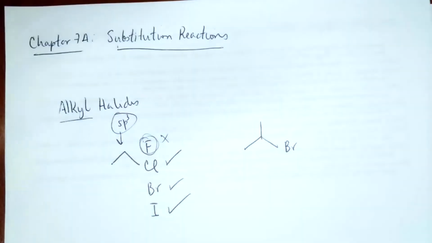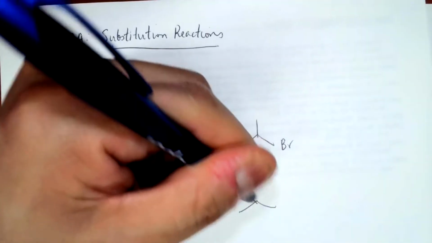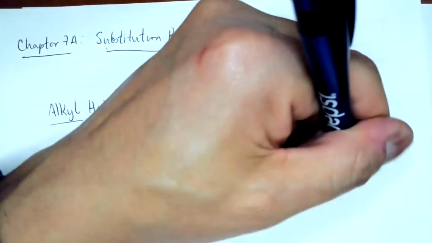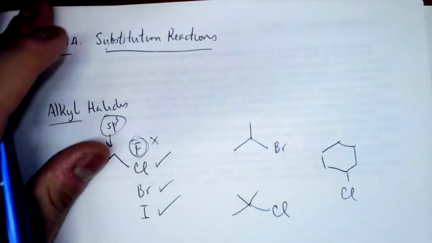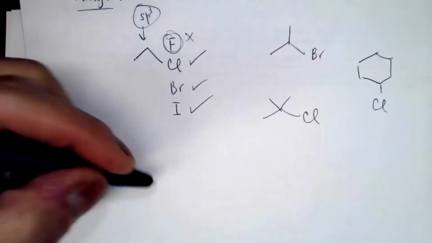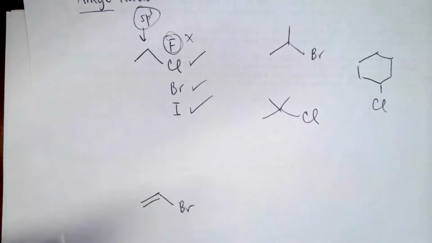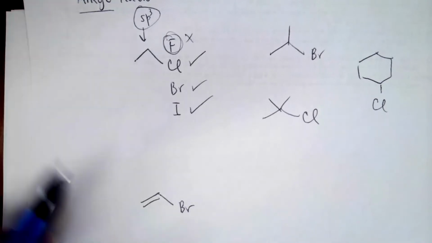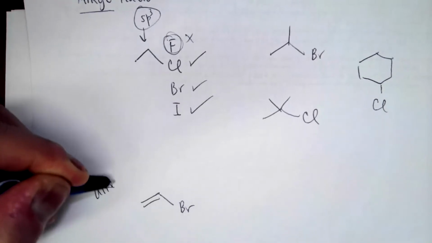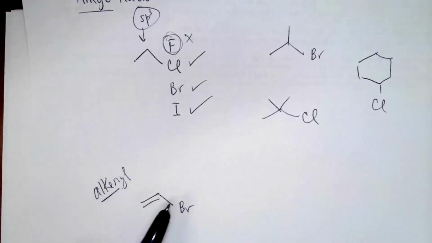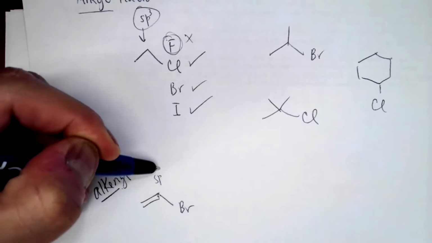So for example, this compound is an alkyl halide. This compound is an alkyl halide. This compound is an alkyl halide. So what is not an alkyl halide? This is not an alkyl halide. This is an alkenyl halide. Why alkenyl? Because alkenyl comes from alkene, double bond. So this carbon is sp2.